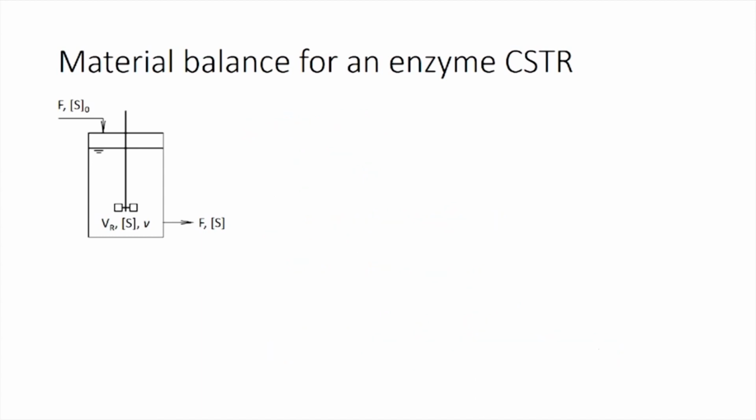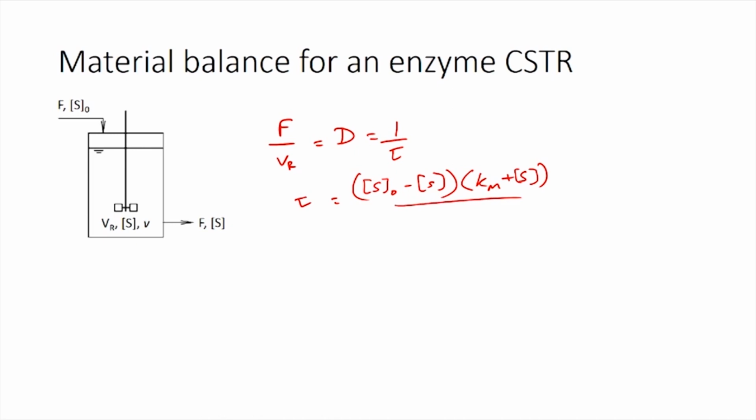So, now we have the definition for F by Vr as the dilution rate. This is a term which is usually used for understanding and designing reactors. This dilution rate is equal to 1 by tau, which is the residence time inside the reactor. So, we can calculate residence time tau as S0 minus S times Km plus S divided by Vm times S.